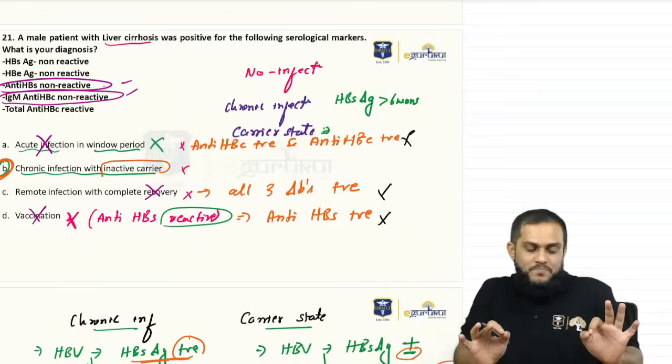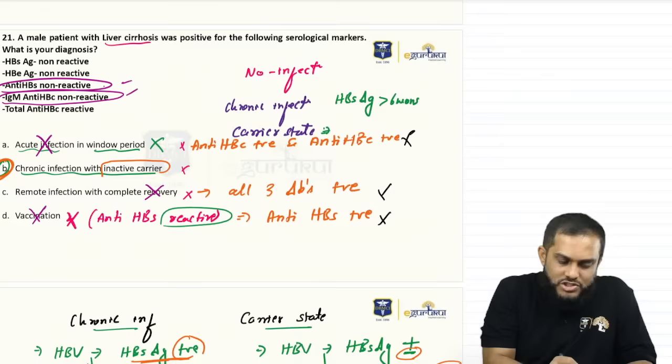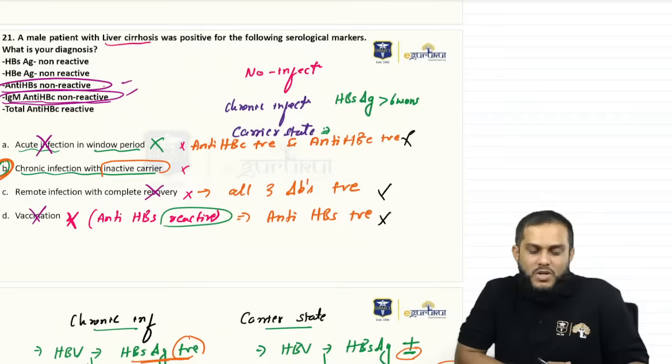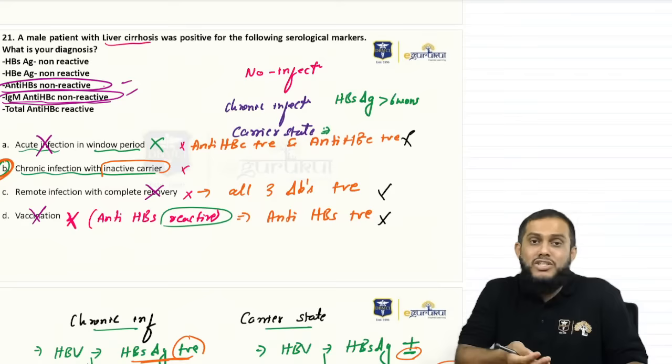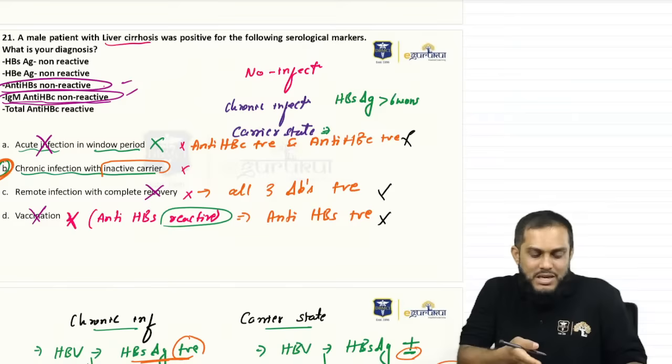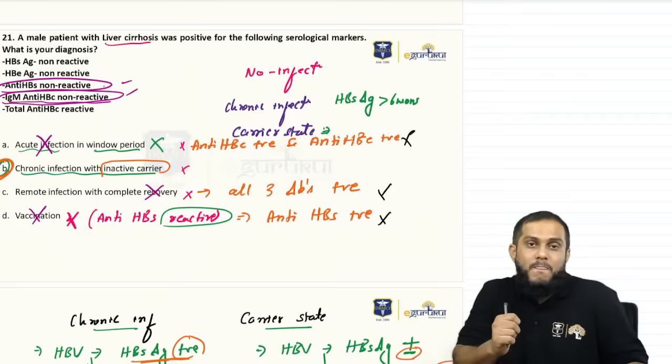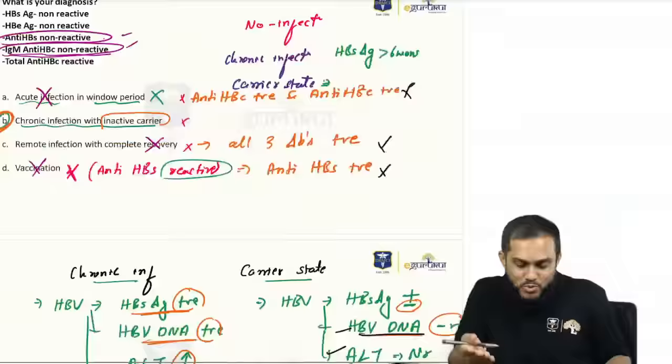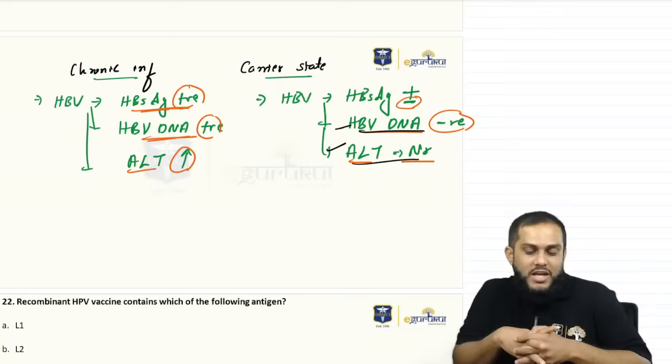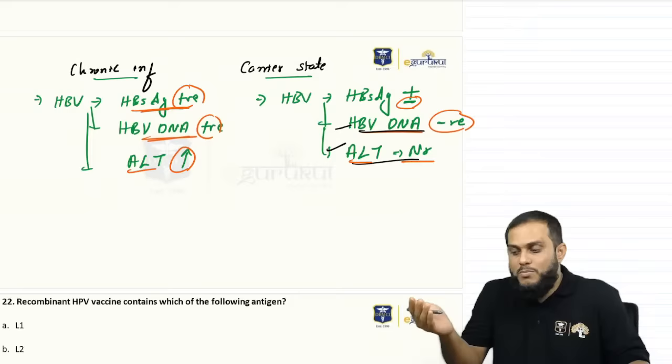Once again, I'm taking a little of your time. Why is it not acute infection? Once they say IgM anti-HBc non-reactive, I rule out acute infection. For recovery, all three antibodies should be positive. For vaccination, anti-HBs should be positive. How can you call any other option a true statement when these things are given? Chronic infection with inactive carrier you can say, though nothing is clear in this question, because the other three options are not possible as an answer.